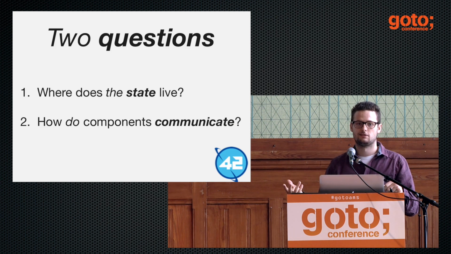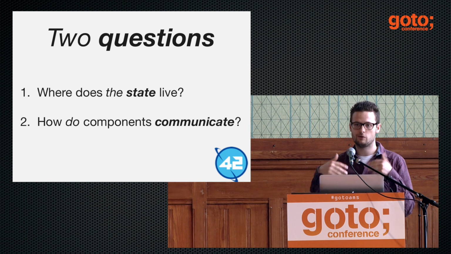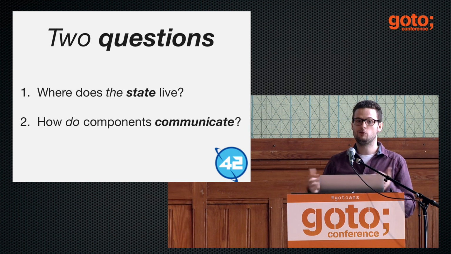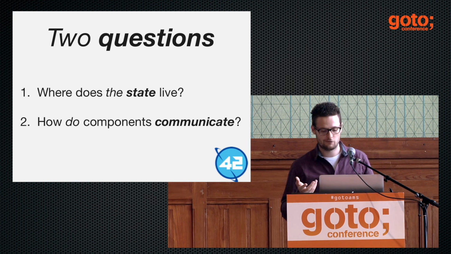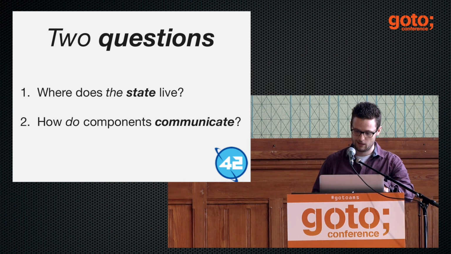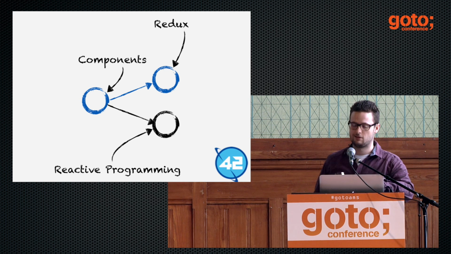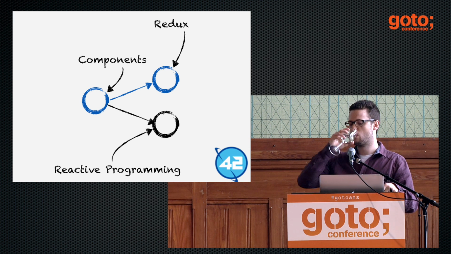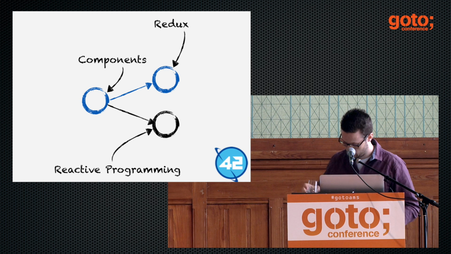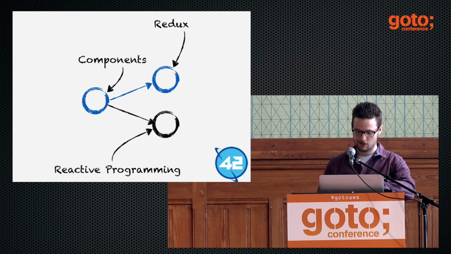So basically, these two questions highlight two weaknesses of this architecture. It's not always clear where the state goes, and communication between components that are not directly related to each other is a little bit of a hassle. So now we have seen components and we have seen two weaknesses. Now it's time to look at a way to mitigate those weaknesses. And in this case, that means taking a look at Redux.